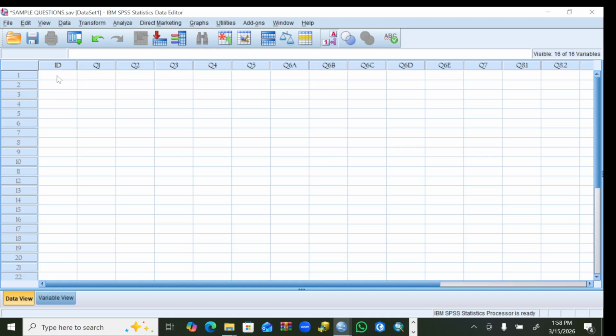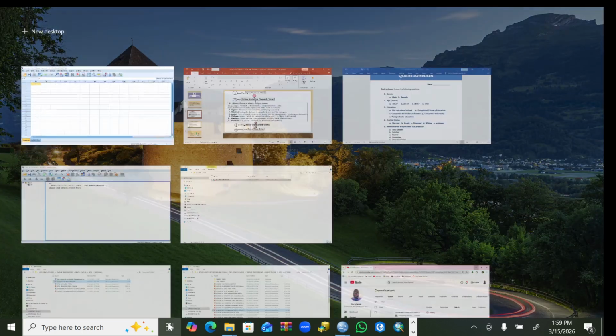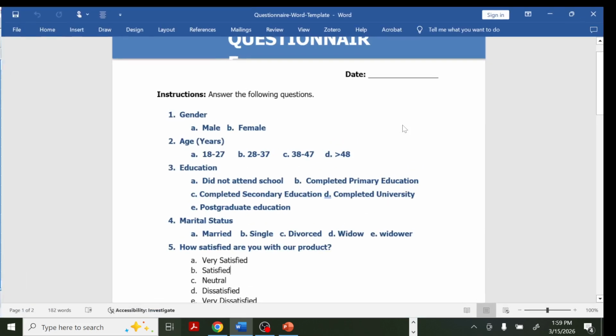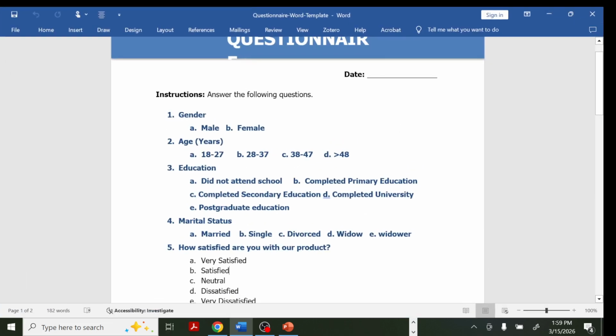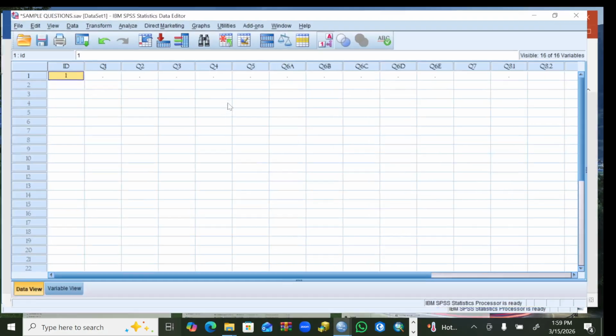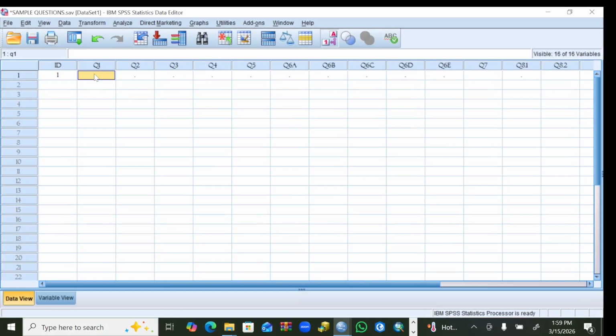So respondent number 1 will have an ID. Let me say 001 for respondent number 1. Then we go and look at the questions. Question number 1 is about the gender of the respondent. So you go to the question. Question number 1 about the gender, we say 1 male and 2 female. So let us just assume that this respondent here, let me put 1.